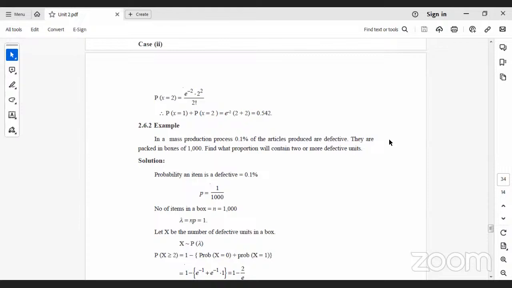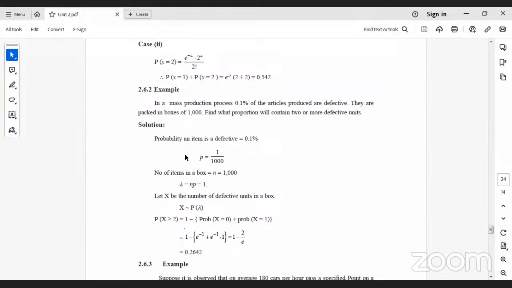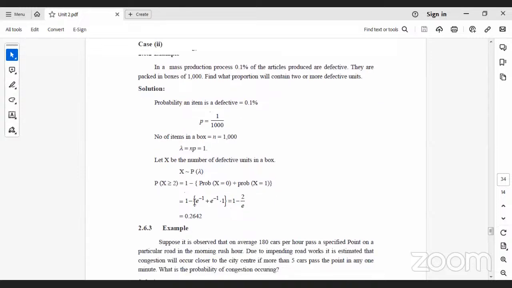In a mass production process, 0.1% of the articles produced are defective. They are packed in boxes of 1000. Find the proportion of boxes that will contain 2 or more defects. The probability of an item being defective is 0.1%, so p is equal to 1 by 1000. Number of items n is equal to 1000. So lambda is equal to np, which is 1. Let x be the number of defective units in a box, x follows P(lambda). We need probability x greater than or equal to 2, which is 1 minus probability x is equal to 0 minus probability x is equal to 1.